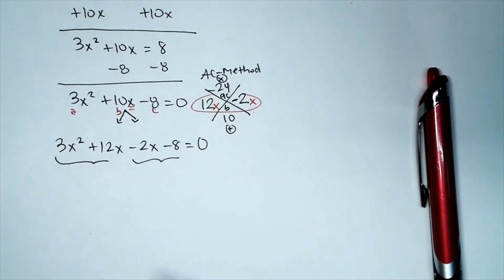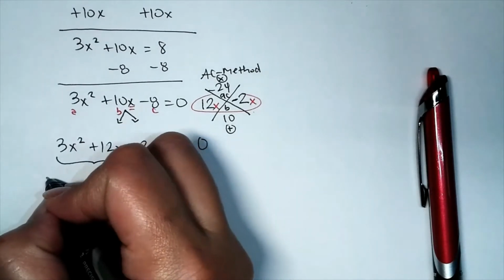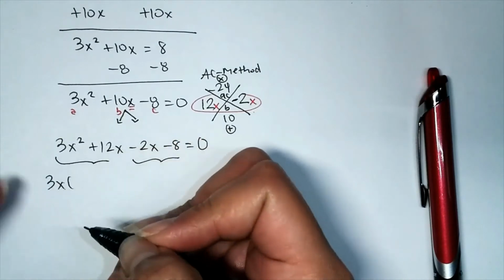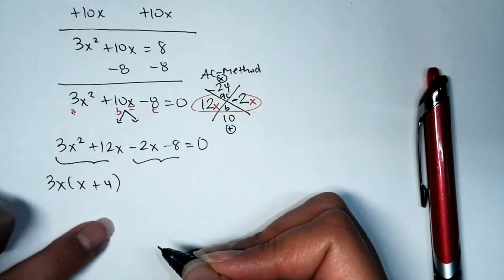When we look at the first group, 3x squared and 12x have a common factor of 3x, so let's do this, and that will leave us with x plus 4. And if you're a little iffy, you can just check it.